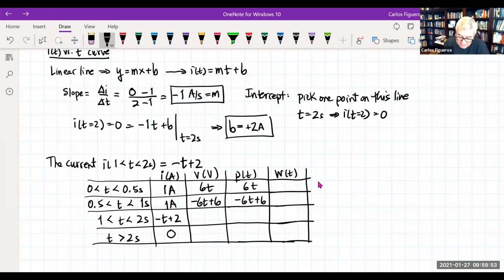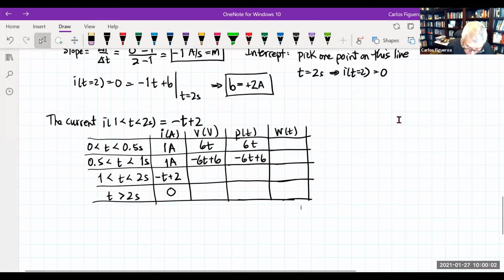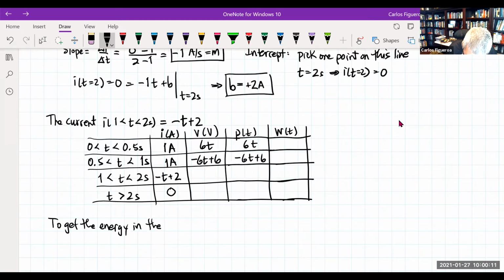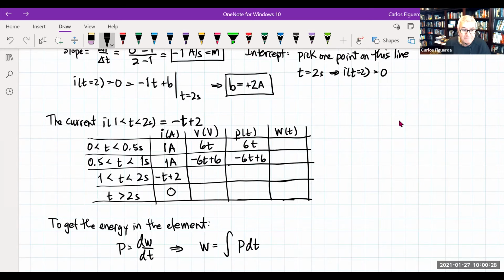Now, one of the things that we got to do, though, is that in order to get the energy in the element, we have to integrate the power, right? And remember we use W for energy so we don't mix it up with electric field. So if I want the energy, I have to integrate the power as a function of time. If I pick out the first one here, you could see that that's fairly straightforward.